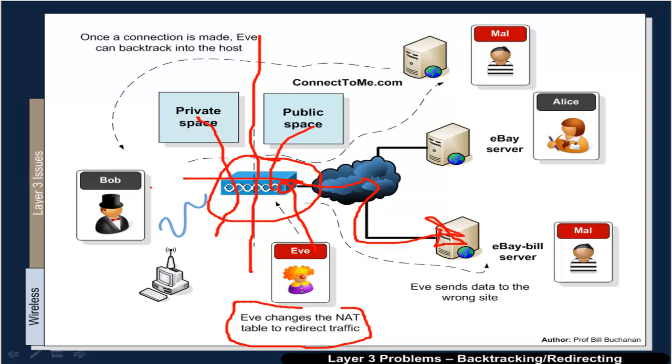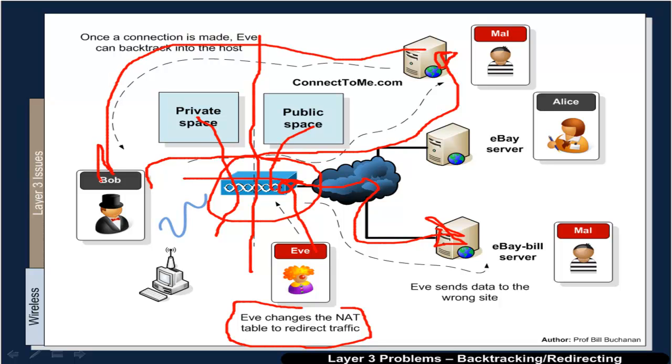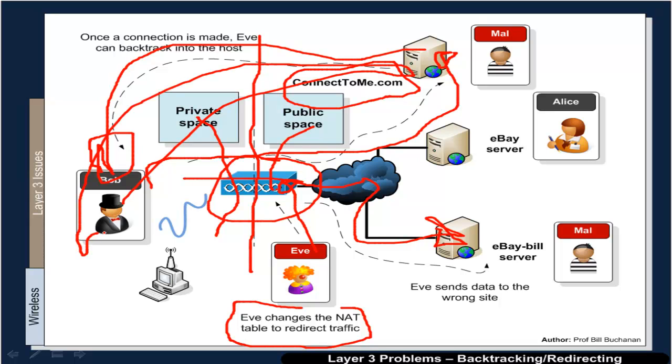Also, it is possible, once there is a connection from that to a server, to have a backtracking attack where a user can then log back in to the system. So for this, Mal has set up connecttome.com, has attracted Bob in. Once Bob connects, then there is now a backtrack through the access point onto the user's machine. These are backtracking and redirection.